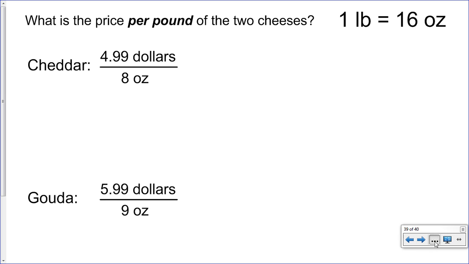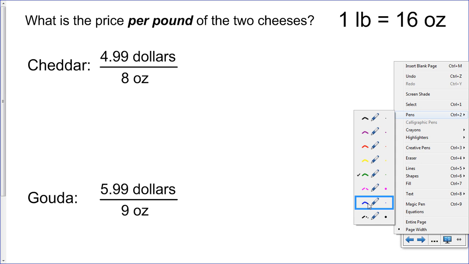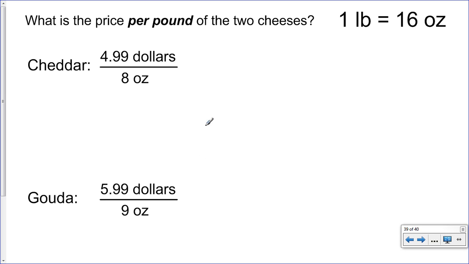So what I'm going to do is, let's go blue. The cheddar is $4.99. Well, first of all, I'm going to call that 5, just to make my calculations easier. It's so close to 5, we may as well just make it 5. Now, again, because I don't feel like working with a calculator right now. So $5 divided by 8 ounces.